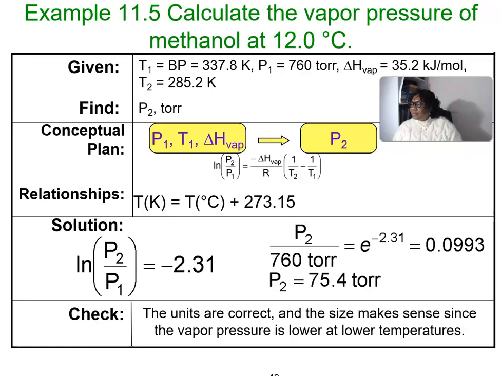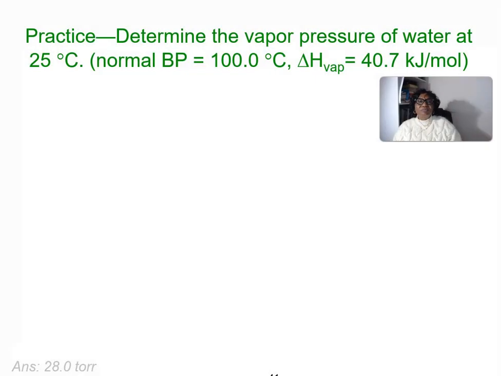So please, we have another example, but I would like you to do this for extra credit. Determine the vapor pressure of water at 25 degrees Celsius, BP 100 degrees Celsius, and heat of vaporization is 40.7 kilojoules. So say determine the vapor pressure. In this case, you are asked to determine the vapor pressure of water. Please, I would like you to do this as extra credit.